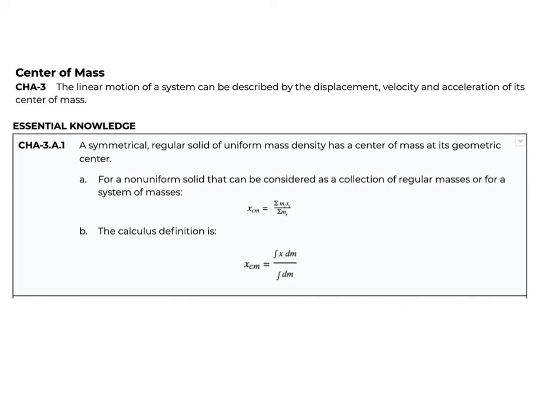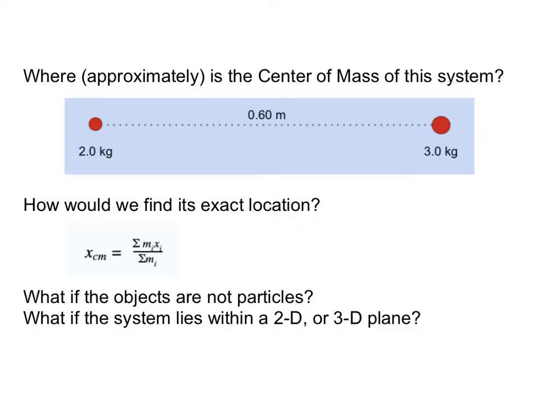These are the core requirements that the AP curriculum requires us to understand about the center of mass and how it can be found. Generally, we're going to be looking at things where the density of the object is consistent. So this might be a typical question that we will want to be able to answer as to where the center of mass is of the system.